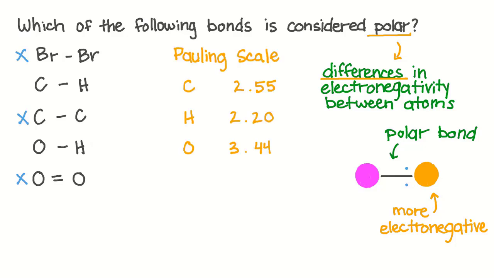If we look at the Pauling scale for electronegativities, a common scale used to compare the electronegativities of atoms, ranking them from 0 to 4, with 4 being the highest, we can see that while there's a pretty large difference in electronegativity between the oxygen and the hydrogen, there's not that large of a difference between the carbon and the hydrogen. Because the difference in electronegativities here is so small, the carbon-hydrogen bond is generally not considered to be polar. But the oxygen-hydrogen bond most certainly is. So of our list, the bond that is considered to be polar is the oxygen-hydrogen bond.